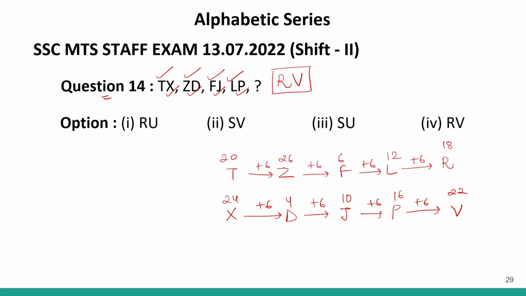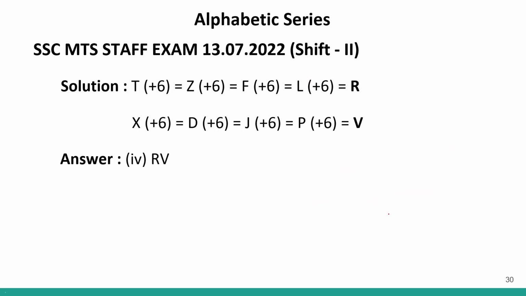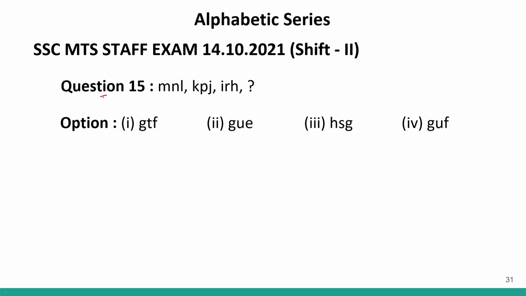So my missing elements are R and V, which is given in option number 4. Therefore, option number 4 will be the correct answer to this question. Clear? Moving on to question number 15.